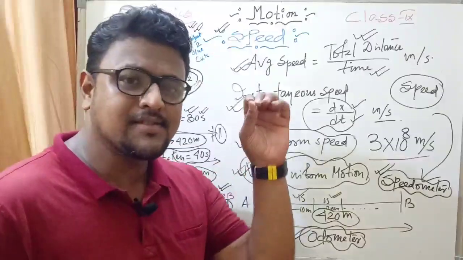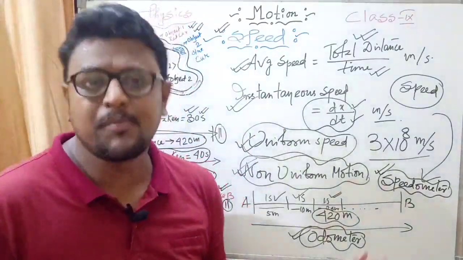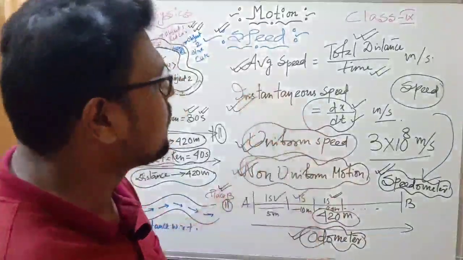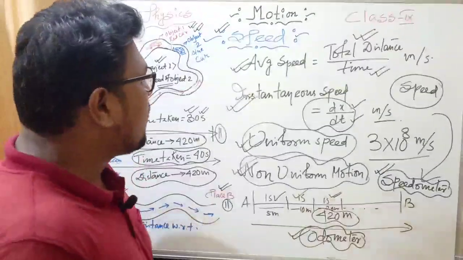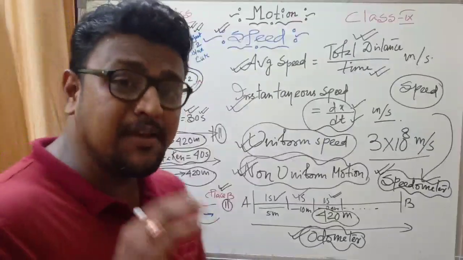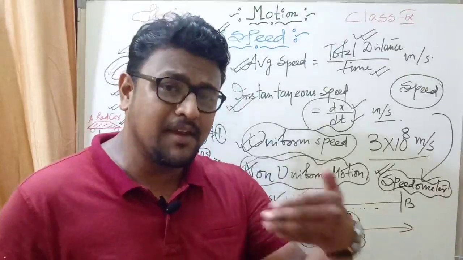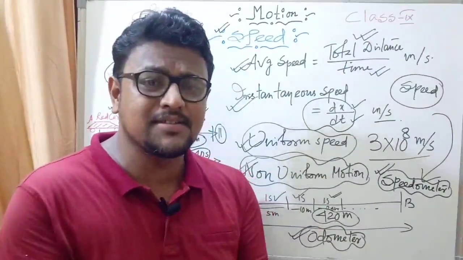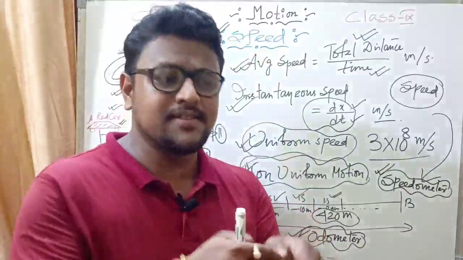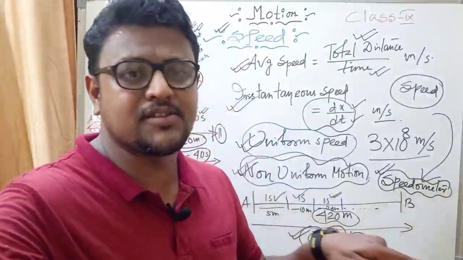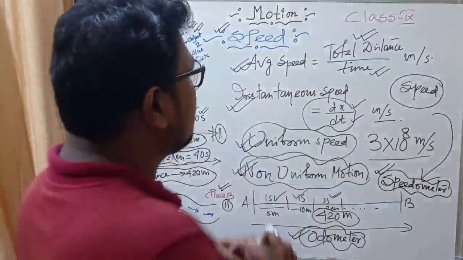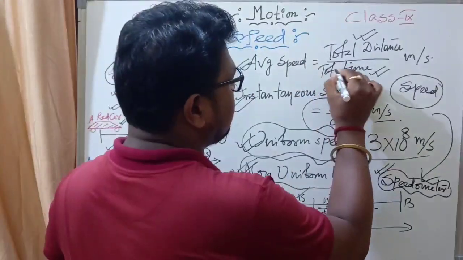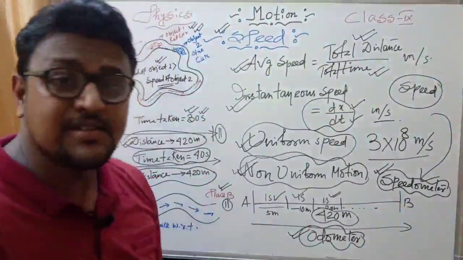Speed is always a scalar quantity. It has magnitude. It has no proper direction. That's why it's called a scalar quantity. And after that we learn what is called average speed. As speed is not constant, maybe the speed increases, then after some time it decreases, then again increases. So speed is not a constant term. That's why we use average speed, which means total distance divided by total time taken.